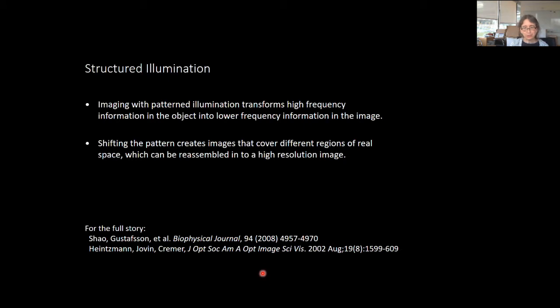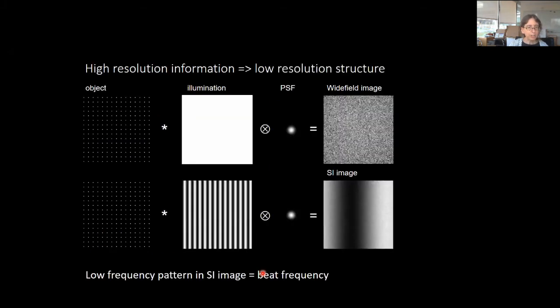Structured illumination is so central to Bessel beam microscopy at high resolution being successful that I really wanted to talk a little bit about how it works. So what is structured illumination? It's imaging with patterned illumination, which transforms high frequency information in the object into lower frequency information in the image. Because it's patterned, you only cover part of the pattern with any single image, so you need to shift the pattern to cover all of the object in real space. Then you can reassemble that set of pictures into a high resolution image.